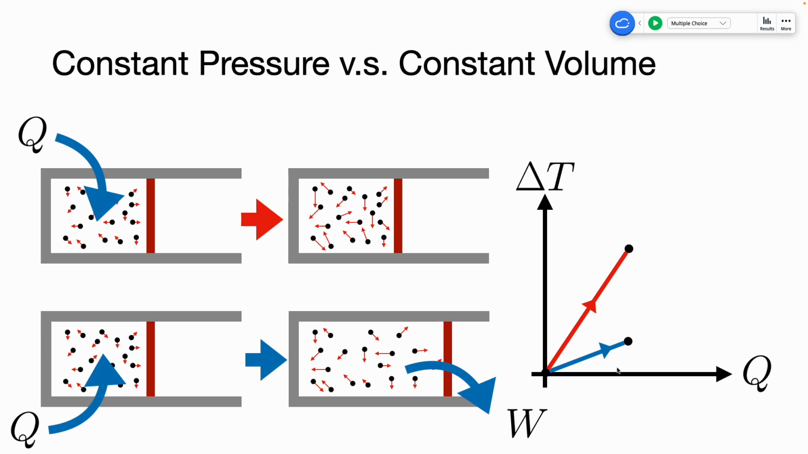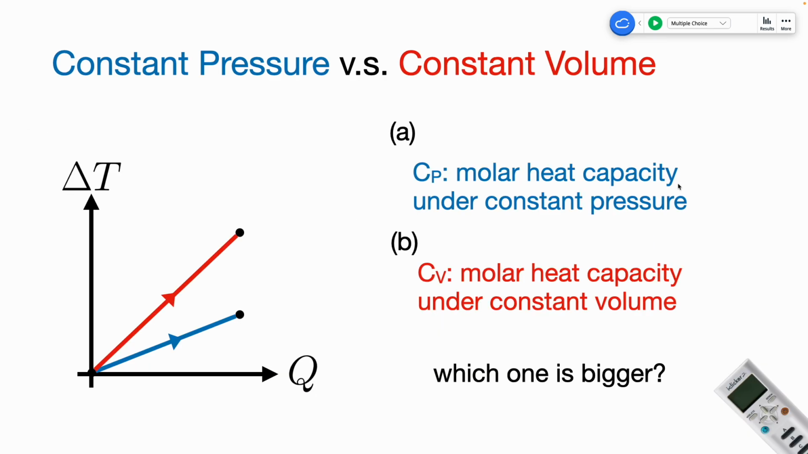Now, does that mean the heat capacity for isochoric process is bigger or isobaric? Specifically, I'm asking molar heat capacity, so you don't need to worry about which one has more molecules in there. Same type of molecule, same amount of moles. So the only difference is one is fixing volume, one is fixing pressure.